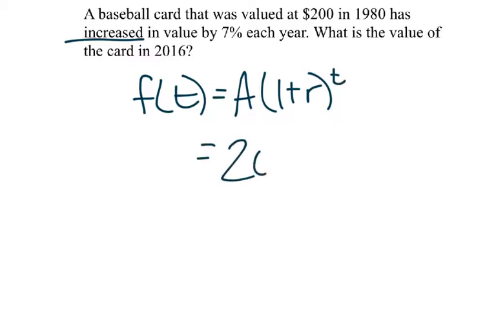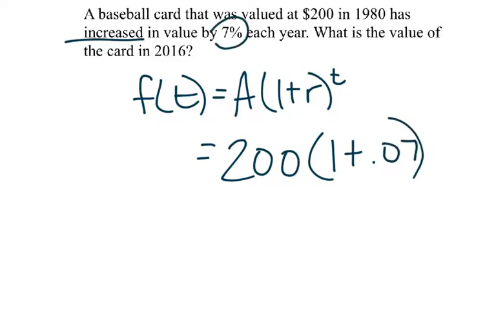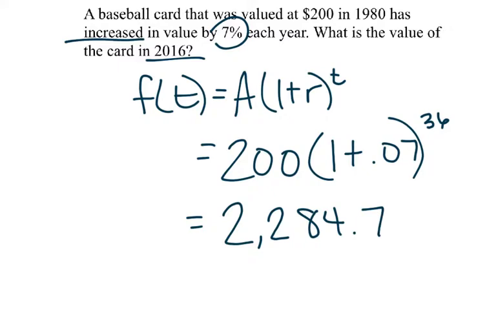So it started out valued at 200. 1 plus 7% is 0.07. And then time, you just got to think how long it has been from 1980 to 2016, and that is 36 years. So type that in your calculator, see what you get. So that baseball card is worth $2,284.79. Not bad.